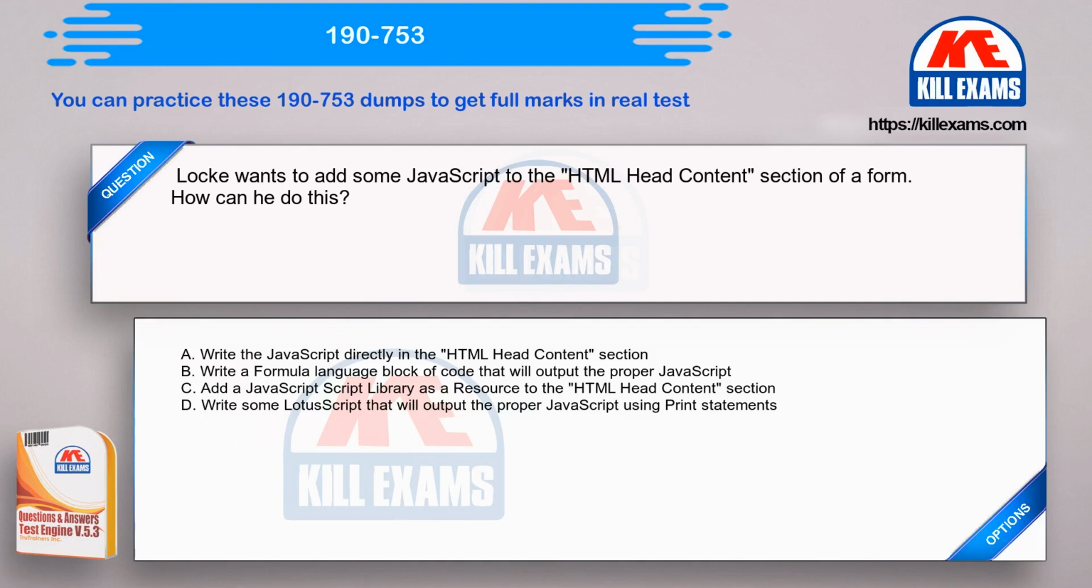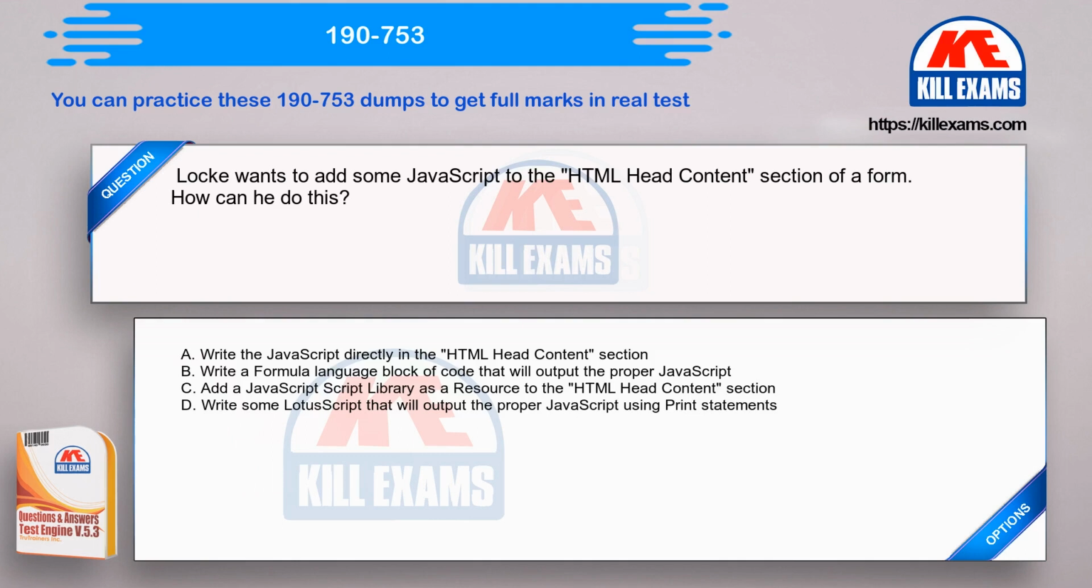Locke wants to add some JavaScript to the HTML head content section of a form. How can he do this? Option A. Write the JavaScript directly in the HTML head content section. Option B. Write a formula language block of code that will output the proper JavaScript.